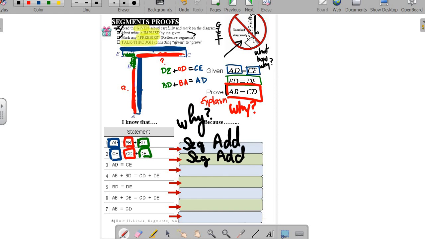Now look at step 3 very, very carefully. AD and CE are exactly the same. Why is that true? It is a given piece of information.